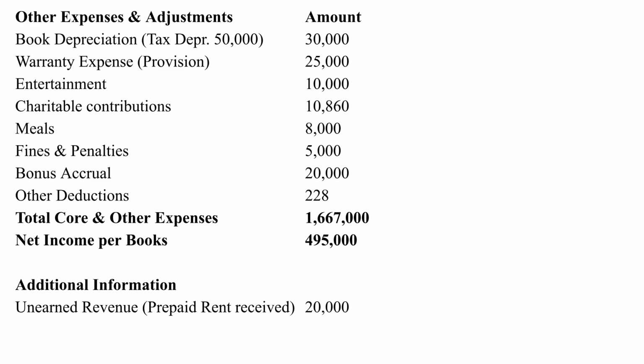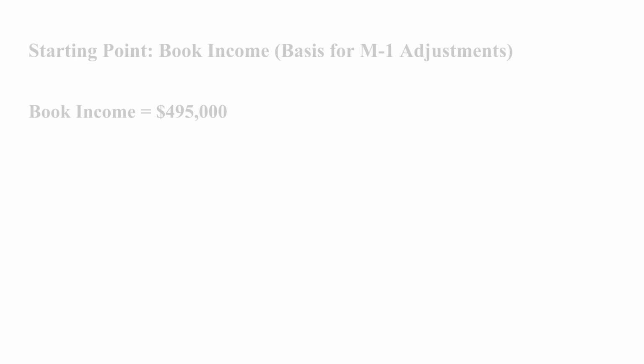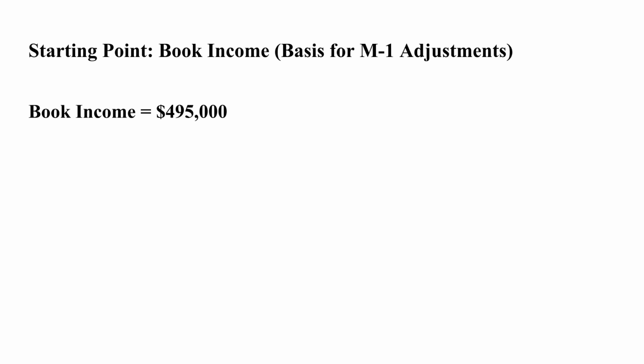This book income is what you see in financial statements, but this is not what we report for tax. This $495,000 becomes our starting point for Schedule M1. But for tax purposes, several adjustments are required. Tax laws and accounting rules do not always align. Certain expenses allowed in books may not be deductible for tax, and some income recorded in books may not be taxable. Schedule M1 helps us bridge this gap.